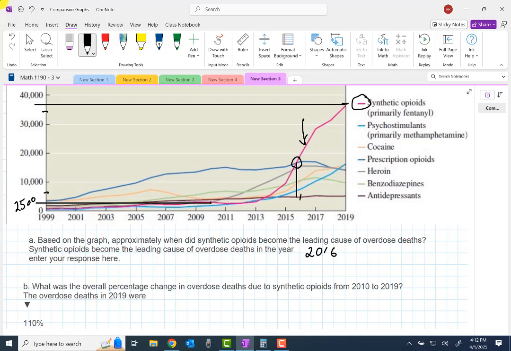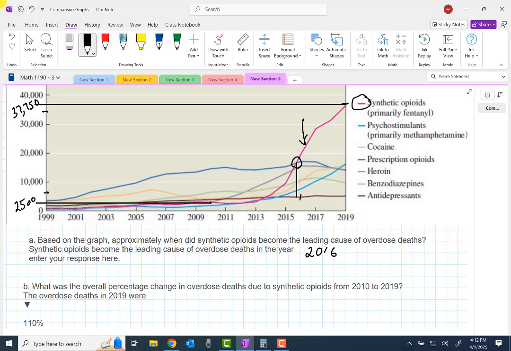Now, at the top, right here would be 35,000. So I'm going to say halfway between, maybe somewhere around 37,000, but I'm going to say halfway between 35,000 and 40,000. So I'm going to say 37,750. That's halfway between. So we want to go ahead and take a look at the percentage change from 2010 to now.